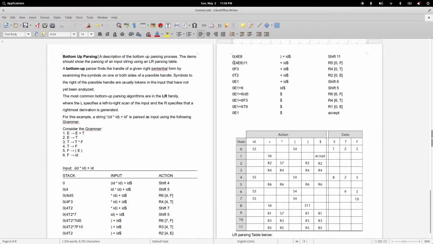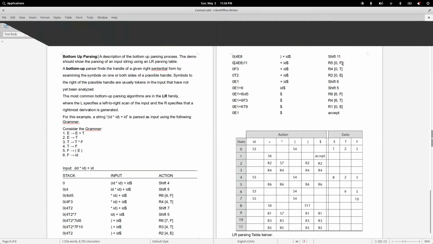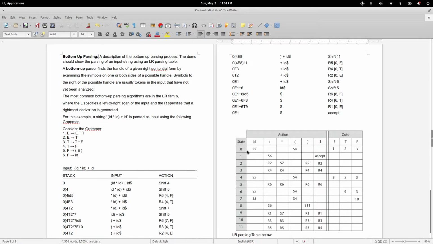So everything after 0 becomes an F. So now we have 0 F. Looking up 0 F tells us that we go to 3. Now positionally we're looking at 3 plus on the stack, and 3 plus tells us that we look up rule 4. Rule 4 tells us that F becomes T, so F now gets converted to T. And looking up 0 T tells us that we go to 2. So that's where we get this 2 from.